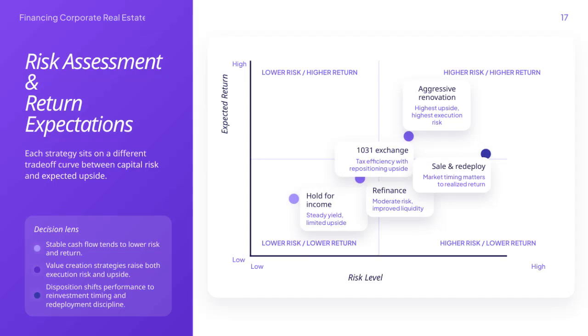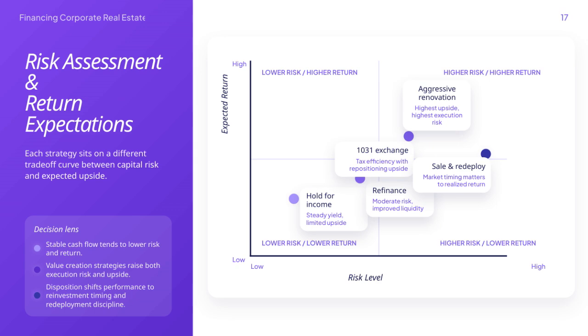Here, we're looking at the relationship between risk assessment and return expectations across different strategies. Each strategy falls somewhere along a trade-off curve between capital risk and expected upside, which means the more risk you're willing to take, the greater the potential reward, but also the possibility of loss. Stable cash flow strategies typically lower both risk and return.